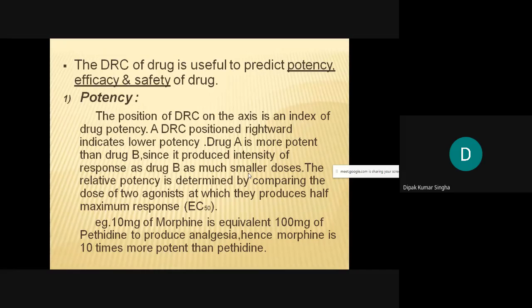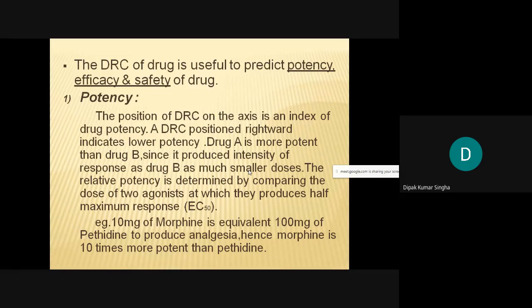What is potency? The position of the DRC on the x-axis indicates the drug potency, and a DRC positioned further to the right indicates lower potency. Drug A is more potent than drug B, since it produces the same intensity of response at much smaller doses than drug B. The relative potency is determined by comparing the doses of two agonists at which they produce half the maximum response, or EC50.